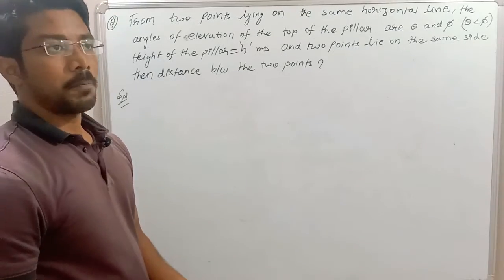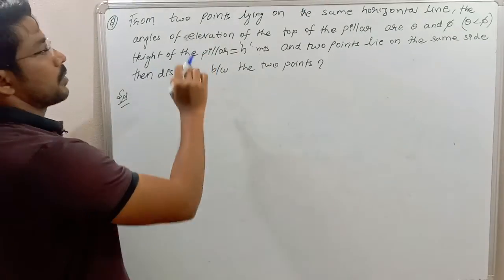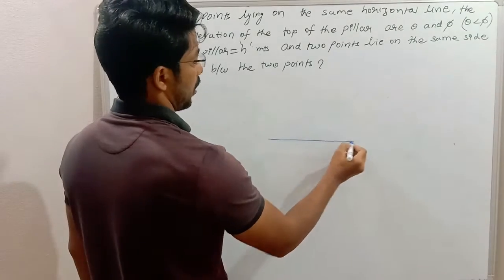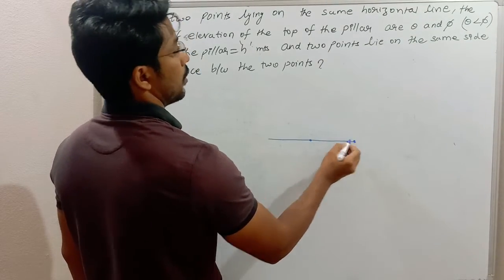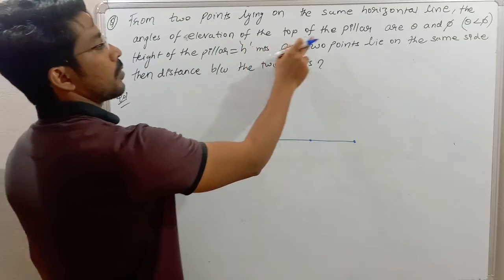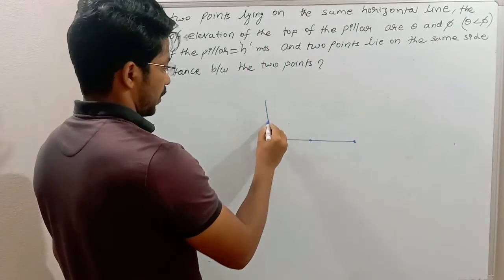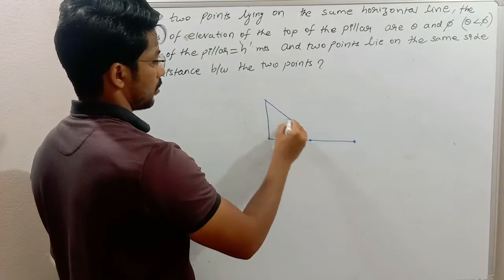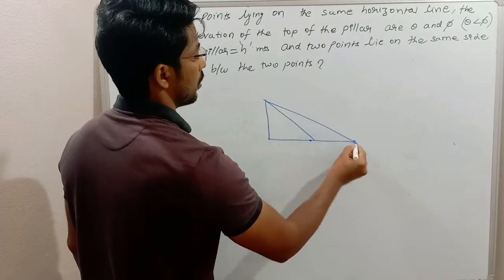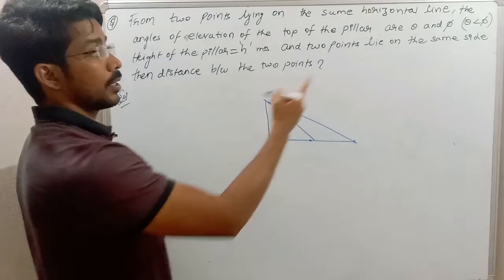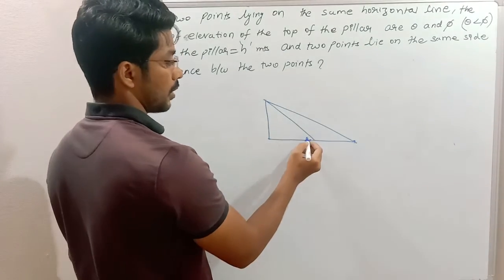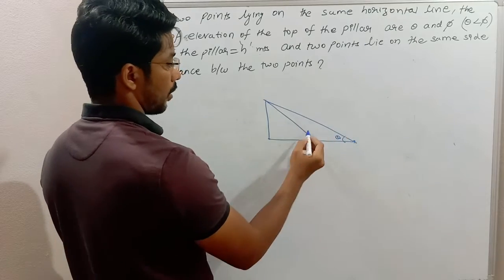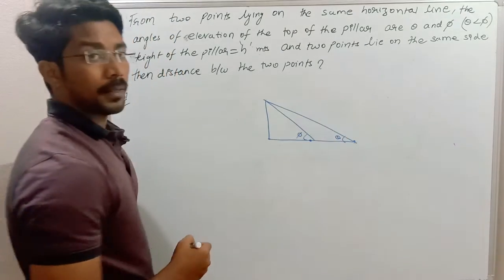Coming to the next problem. From 2 points lying on the same horizontal line, suppose there is a horizontal line and there are 2 points. The angles of elevation of the top of a pillar are theta and phi, where theta is less than phi. Which angle is smaller here? This one. So it should be theta, and phi is here.